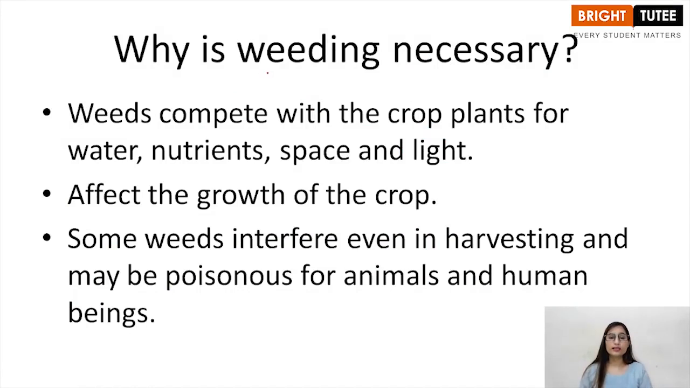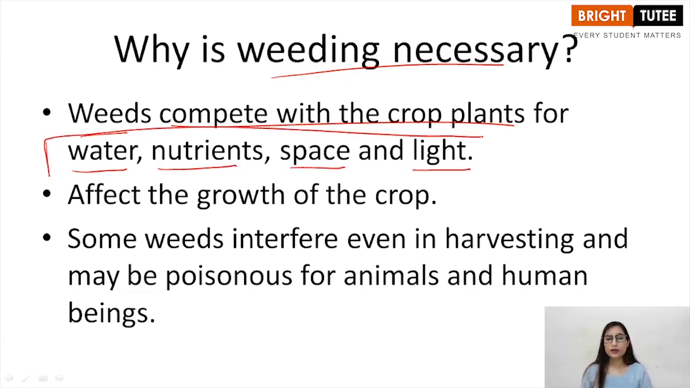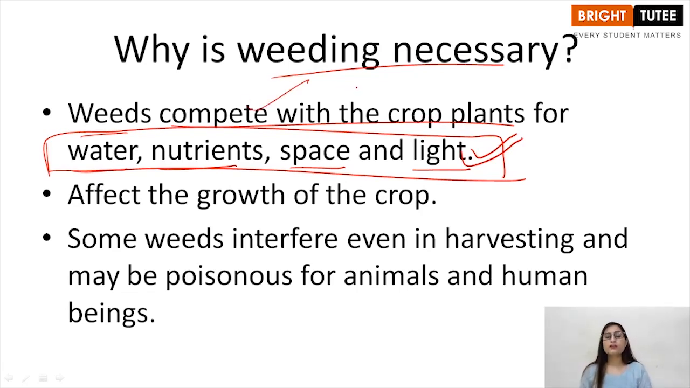Now students, why is weeding necessary? Why do we need to do weeding? Students, weeds compete with the crop plants for water, nutrients, space and light. As you can say that crops require all the four, and it is important for them to obtain this. But if there are undesirable plants present, they will be utilizing the water, nutrients, space and light which are meant for the crop, right? So they compete with the crop plants for water, nutrients, space and light. They affect the growth of the crop. Obviously, if the crop is not obtaining proper water and nutrients, so the growth of the crop will be affected, right?